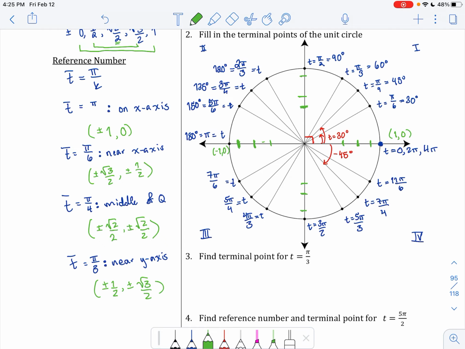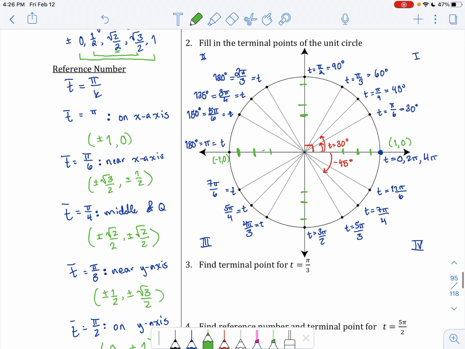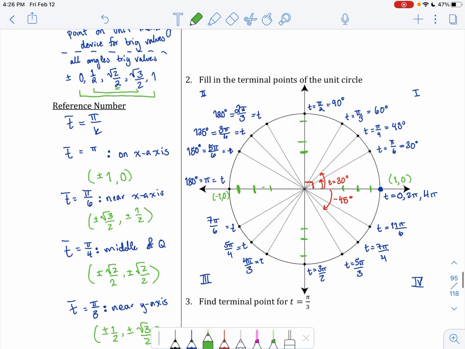√3 over 2. And then lastly, if you have a reference number with a denominator of 2, that means that it's on the y-axis. And so that means that your x value is 0, because that's what it means to be on the y-axis, and y is plus or minus 1. So, a lot of information there.